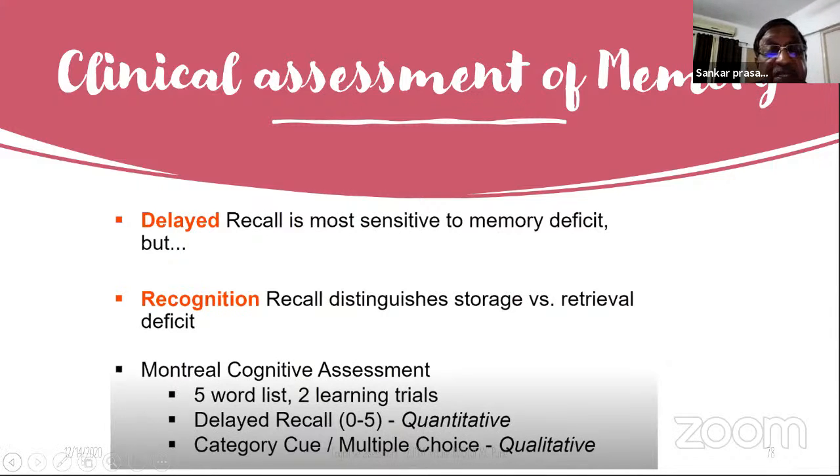In the Montreal Cognitive Assessment, there is a 5-word list, and they are given 2 learning trials, and delayed recall is a quantitative test, and category cueing and multiple choice are qualitative. One of the important things is, whenever they are not able to recall, you give a cue. Cueing will help in certain conditions, and we'll see what those conditions are.